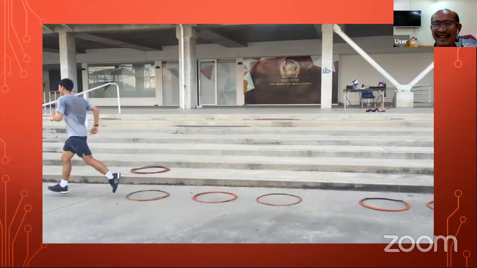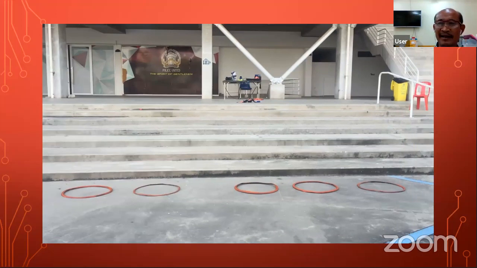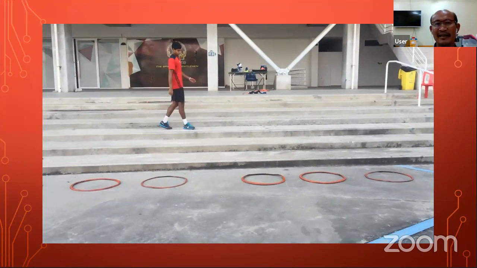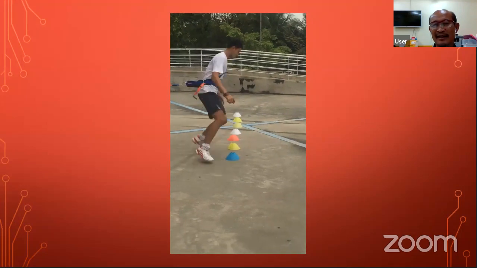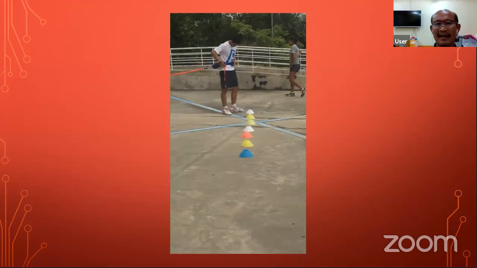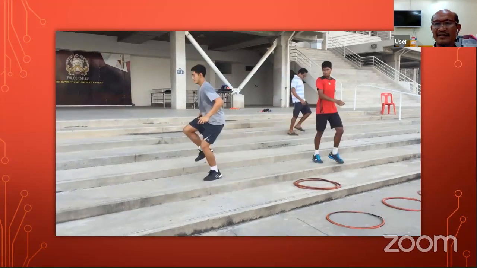This is some jumping plyometric exercise combined with the movement in the court. And this is also one of resistance training. I use the elastic training exercise. This boy has very fast feet. This is also changing direction from the left to the right side.